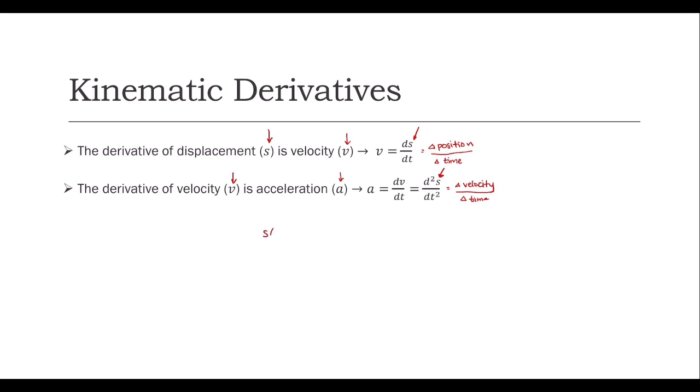So if your displacement function was t squared minus 5t plus 7, then your velocity would be the derivative of that, which would be 2t minus 5, and your acceleration would be the derivative of that, which would just be 2.